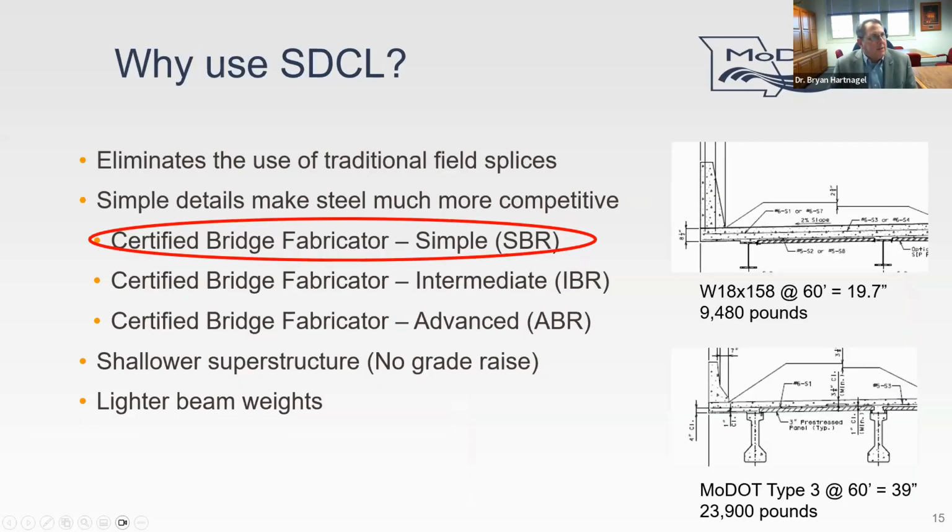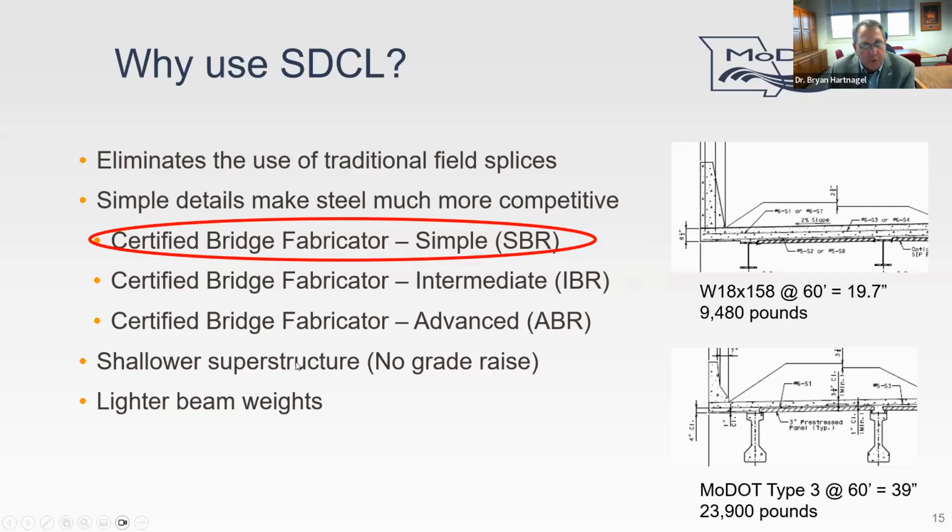So why do we use the simple for dead, continuous for live? As I said, eliminates the use of traditional field splices. The simple details make steel much more competitive, and I got a slide or two from our friends at DeLong's who fabricated this. We'll talk about that. AISC certifies bridge fabricators in 3 categories: simple, intermediate, and advanced. If you're doing a big fancy deep plate girder that's curved and so on, you probably need to be advanced certified fabricator. If you're doing these types of bridges, it's the least rigorous certification, and it's simple bridge.